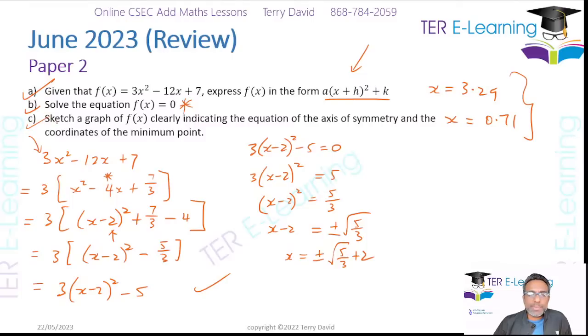The last part, they want us to sketch a graph. This is something that they bring ever so often as well. Since this is positive, you can easily tell this graph has a minimum value. The graph is cutting at 0.71 and 3.29. So this is your graph. This is X. This is Y. This is 0.71 here. This here is 3.29.